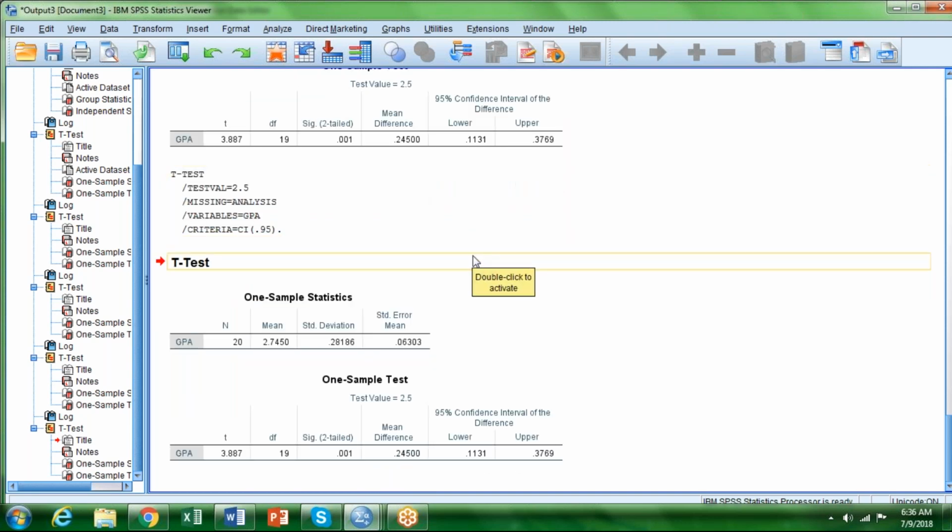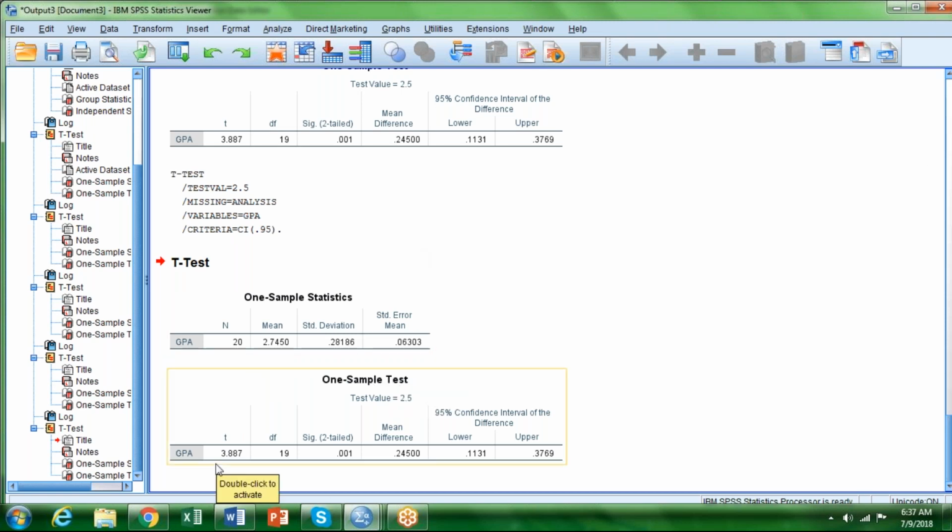And so here's our one samples t-test. Here's n of 20, a mean of 2.7450, standard deviation of 0.281, and the standard error is 0.063.